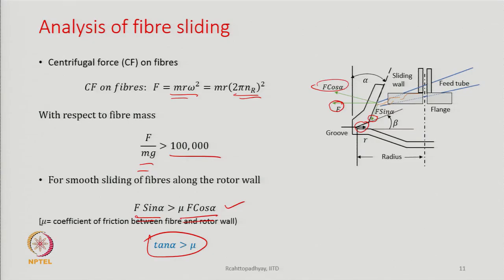And tan alpha, the alpha value has to be chosen in such a way that tan of alpha is greater than mu, or if I know the value of mu, I can find out what should be the value of alpha, that is the inclination angle of the inner rotor wall.